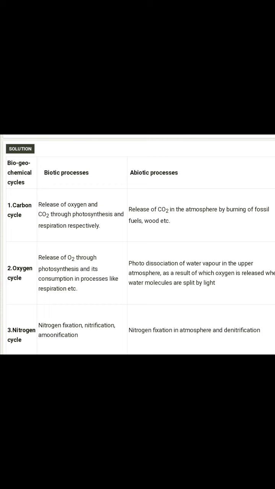Then the next is the nitrogen cycle. Again in the nitrogen cycle, in various steps some organisms or microbes are involved, so those come under the biotic processes. What are those steps? Nitrogen fixation step, where the nitrosomonas bacteria are involved. So nitrification and ammonification are the biotic processes. And the abiotic processes are the nitrogen fixation in the atmosphere and denitrification. So these are the answers of question number 1. Please note this down in your notebook.